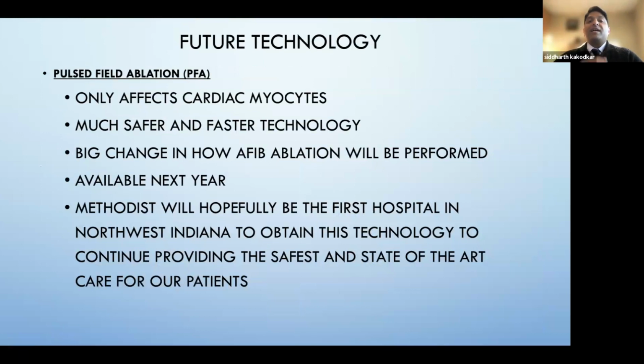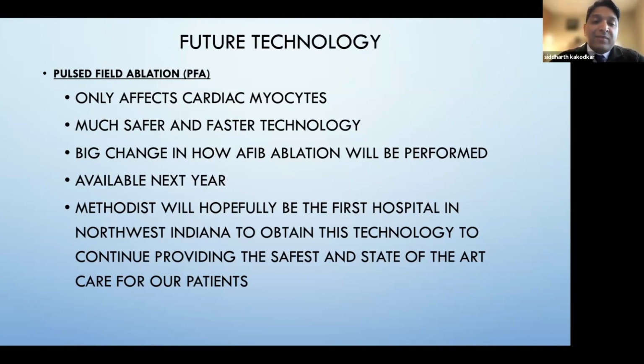So another future technology that's coming out is called pulse field ablation. And this will be a huge change in how ablation for AFib will be performed in the future. Because of its safety, it only affects cardiac myocytes. So that means when we're ablating the tissue in the heart, it's not going to affect the nerves around it. It shouldn't affect the esophagus. All those areas will be safe.